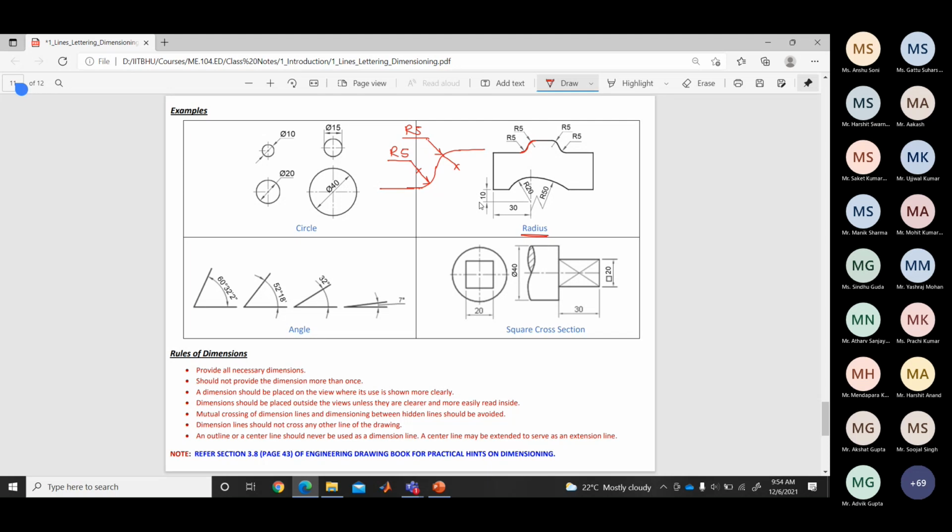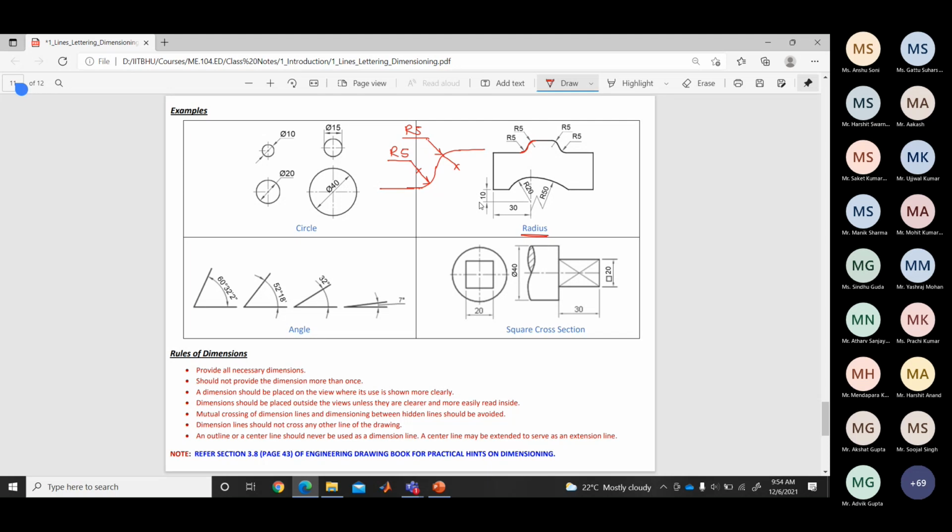Dimension should be placed on the view where its use is shown more clearly. Alright, that means we show it close to the view. For example, let's say this radius. Alright, we should not show it far away, something like this one. R5. This is wrong. Alright, we keep it close to the view. Alright.